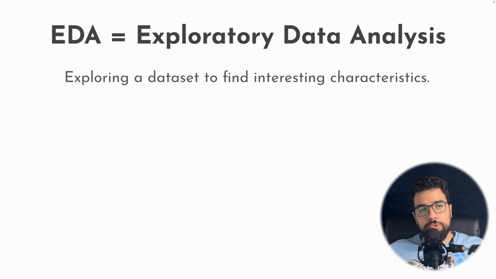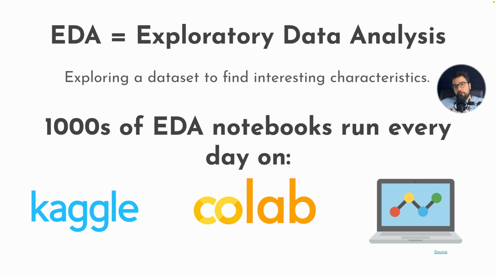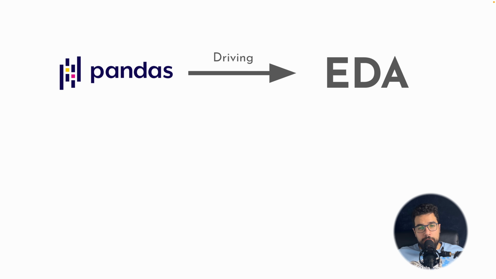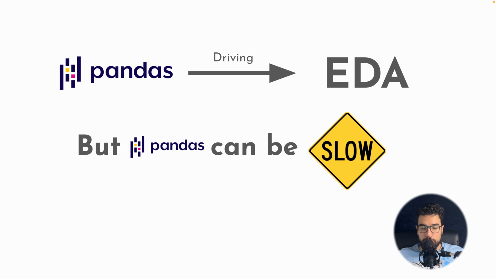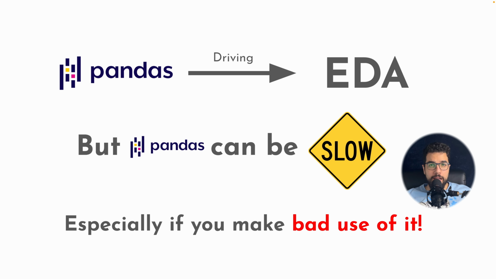Exploratory Data Analysis, or EDA, is the process of exploring a dataset to find interesting characteristics. This is where you have things like plotting, finding maxes, mins, deleting irrelevant data, things like that. EDA creates an important class of workloads because thousands of EDA notebooks run every day on Kaggle, Google Colab, and on people's personal laptops. The main driving force behind EDA is Pandas. But the problem is that Pandas can be slow, and that's especially true if you make bad use of it.